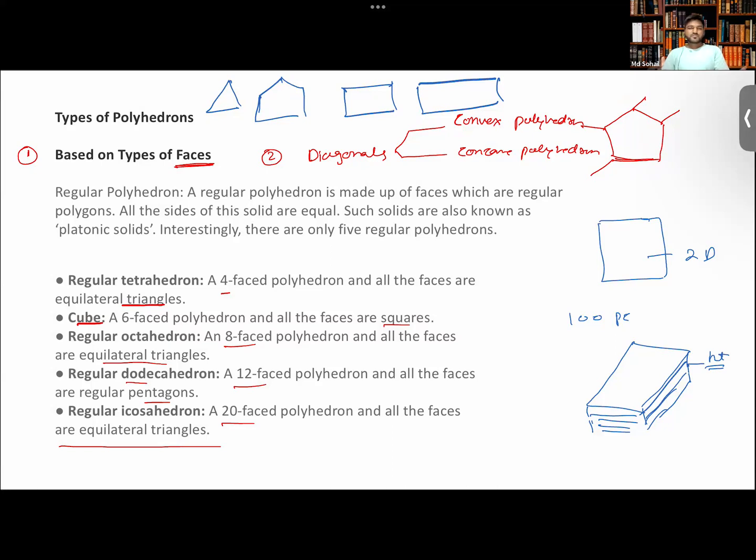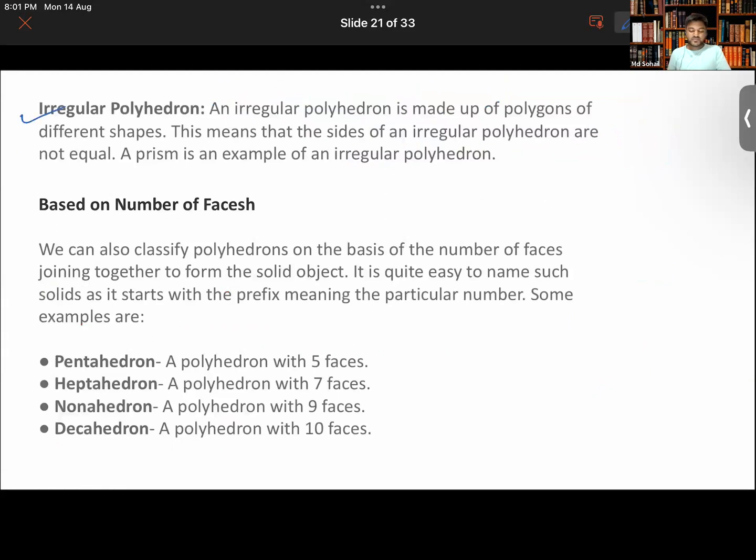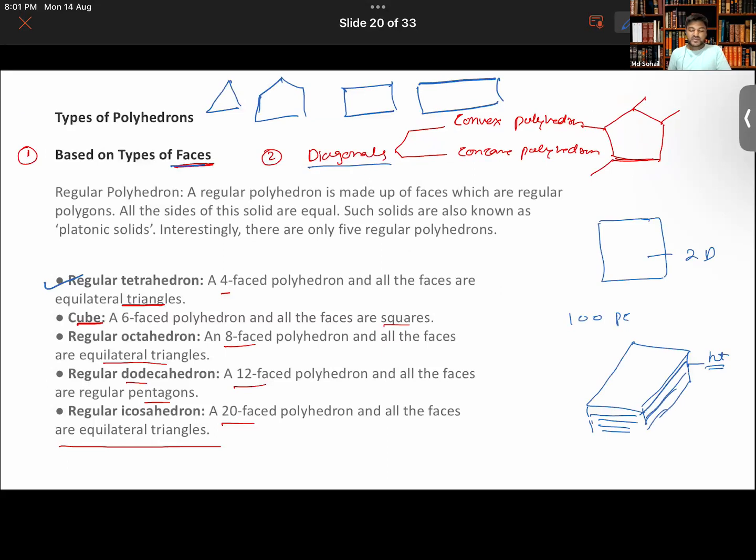Based on the type of their faces and based on the type of their diagonals, we are classifying them here. The first classification we talked about was their faces. Based on their faces, they are regular and irregular polyhedrons. For example, the prism, we talked about it. Then the next thing was based on their diagonals, where their diagonals meet. If you draw a line from opposite vertices and they meet inside the polyhedron, then it is called convex. Otherwise, it will be called concave.